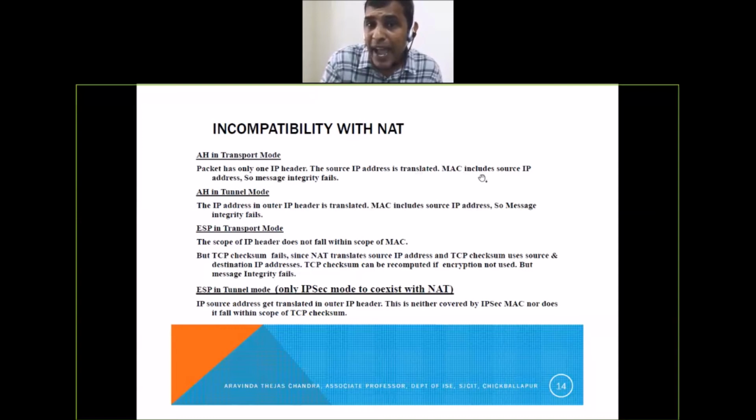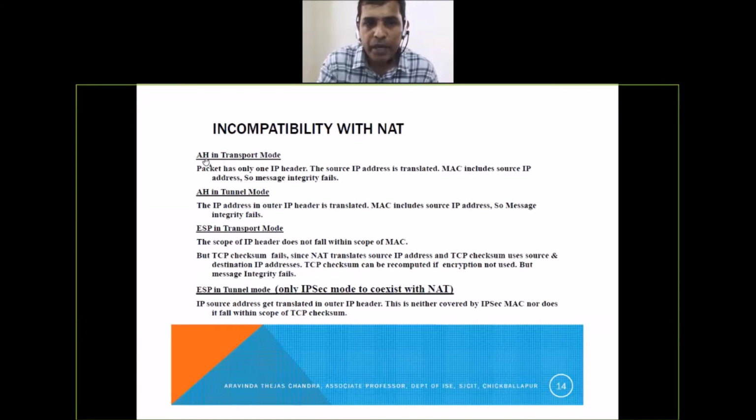The source IP address is translated. The MAC includes the source IP address for message integrity. So what does NAT do? The private source IP address will be converted to a public IP address. But the MAC is calculated based on the source IP address, which is the private IP address. So when the source IP address is translated to the public IP address, what happens? The MAC will change. That means at the receiving side, if someone computes the message authentication code, it will be different, so naturally it will fail.